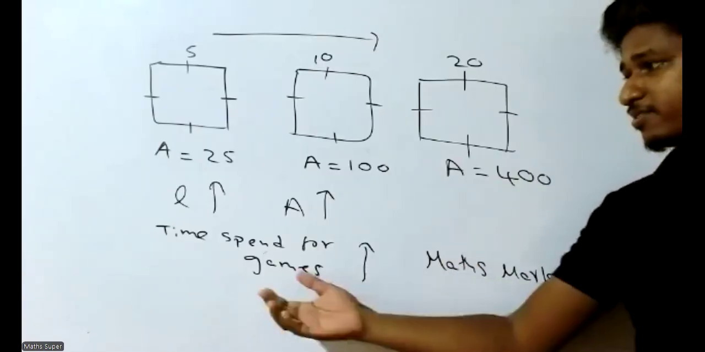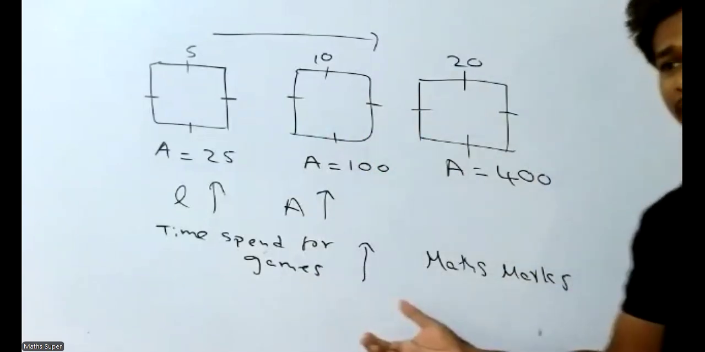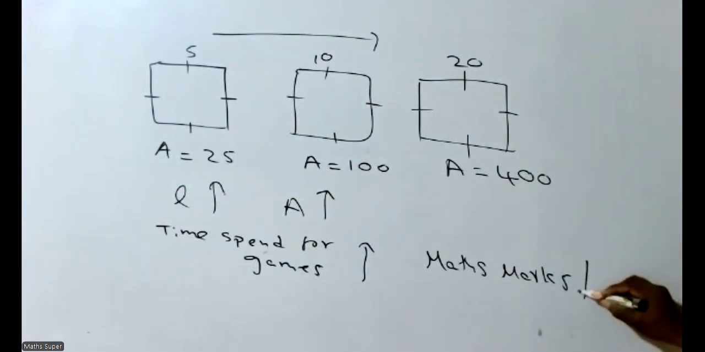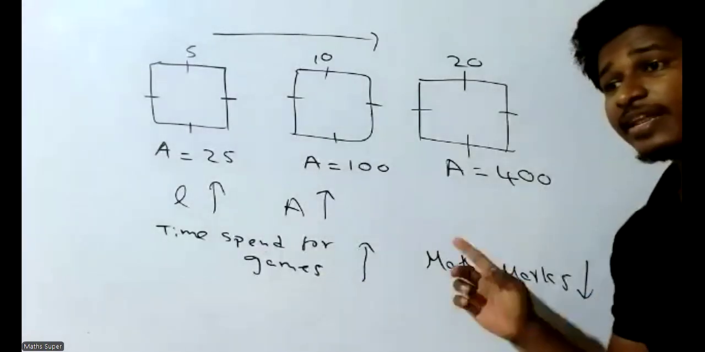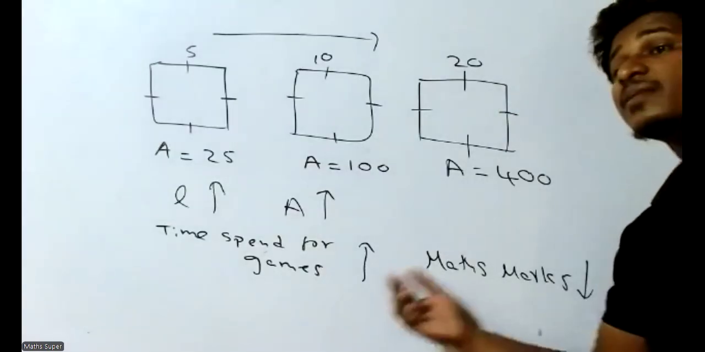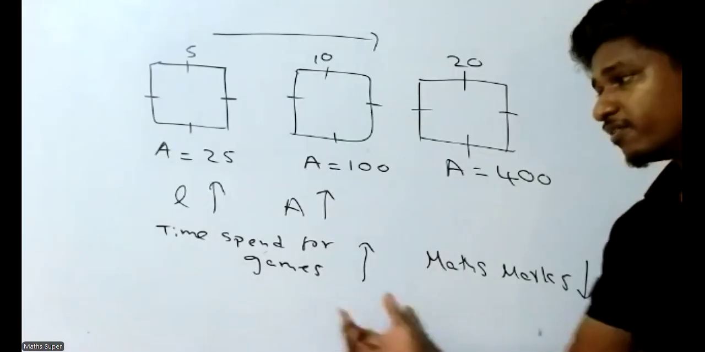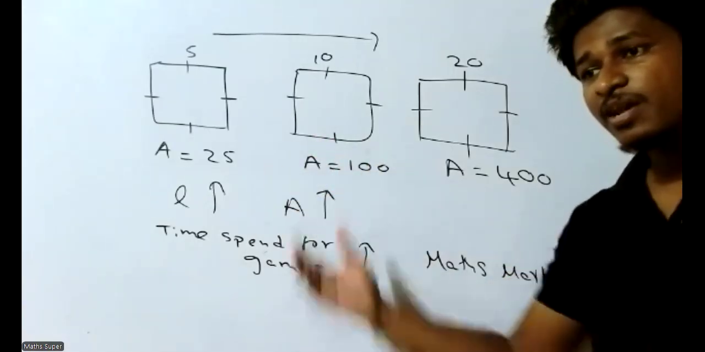What happened? When the time spent for games is increasing, what happened to the maths marks? It's decreasing. So these two are not directly proportional. These two are inversely proportional. Why? When you are increasing time allocation for the games, what happened to the marks?